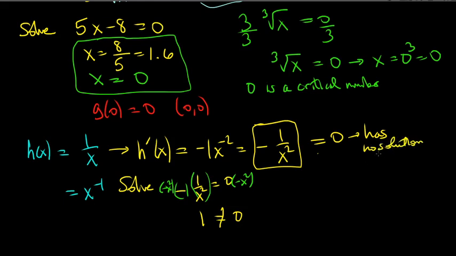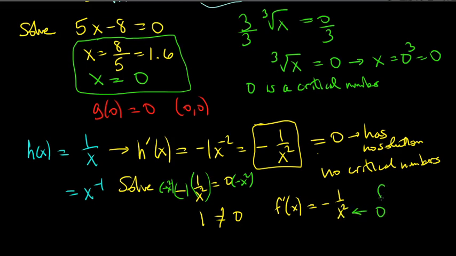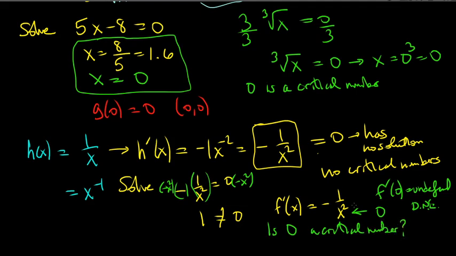And then you might think, well, then there are no critical numbers. But hang on. Remember, a critical number is not just where the derivative is 0, it's where the derivative fails to exist. Is there anywhere this does not exist? Of course, 0. f prime of 0 is undefined. The derivative does not exist at 0. So is 0 a critical number? Well, it looks like it, because the derivative does not exist at 0.